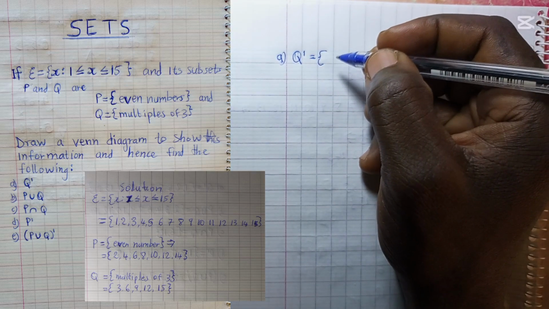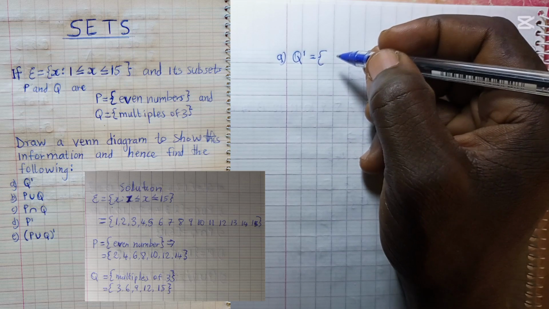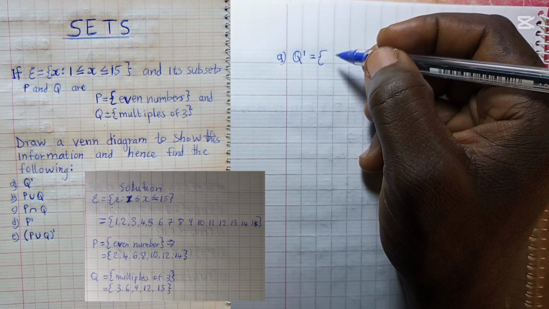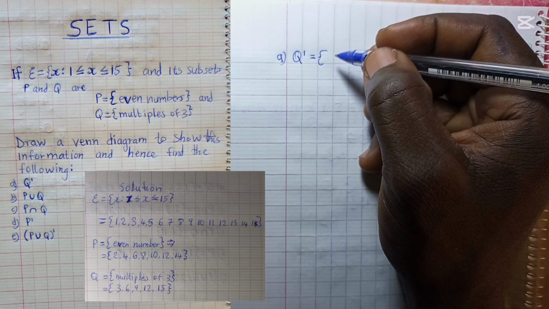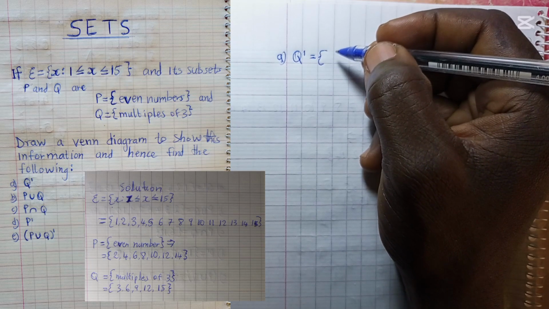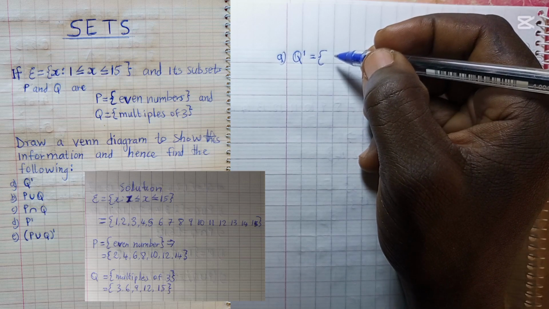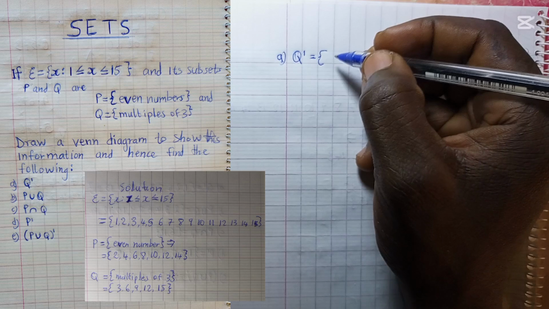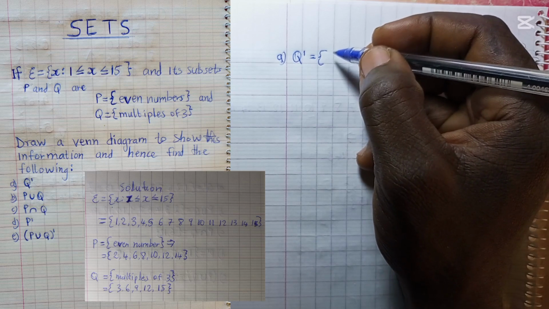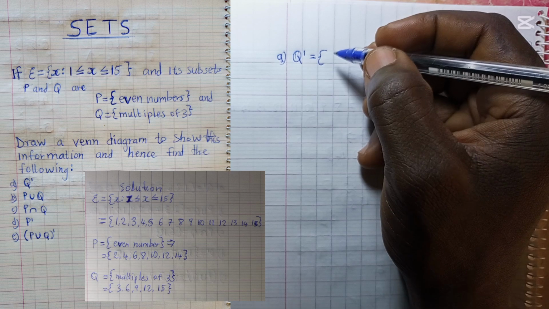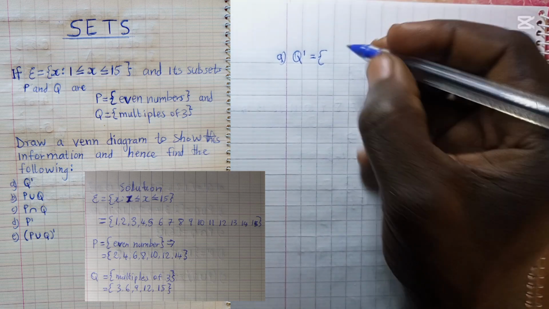The elements in set Q are 3, 6, 9, 12, and 15. And the elements in the universal set are from 1 to 15. Now, to get the elements in the universal set that are not in the set Q, you have to eliminate the elements in the set Q and then write out the ones that are not there inside.